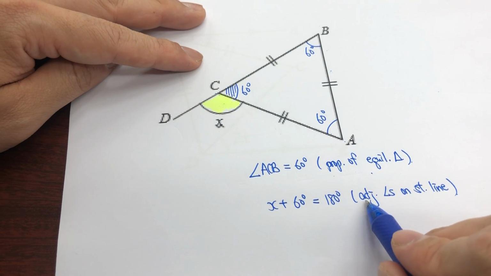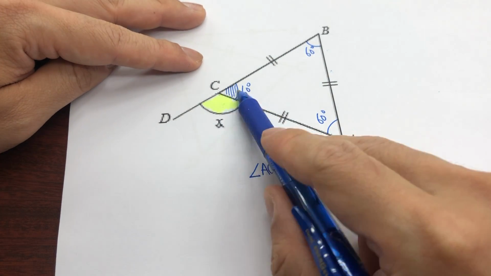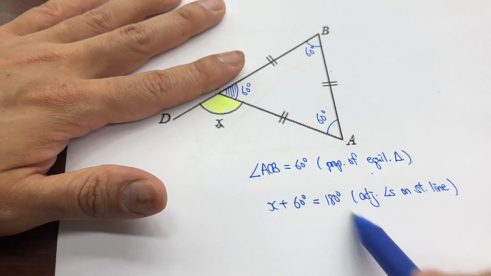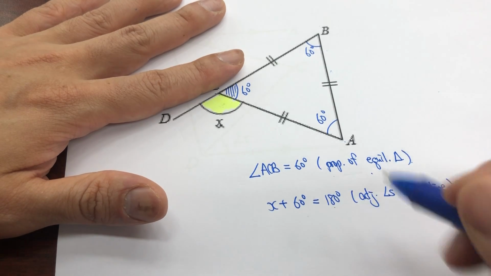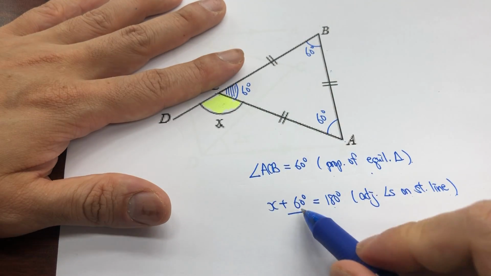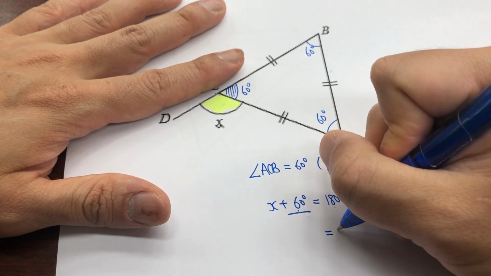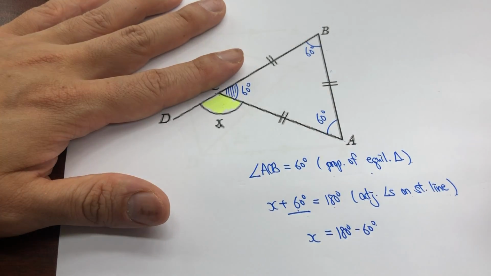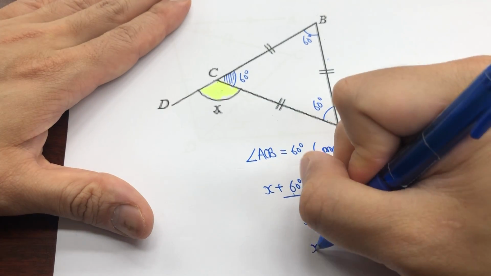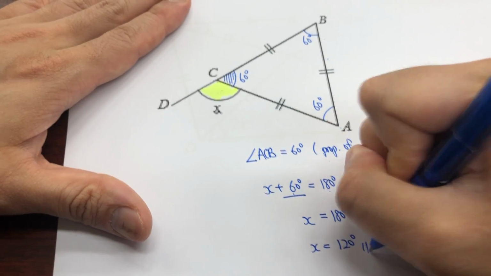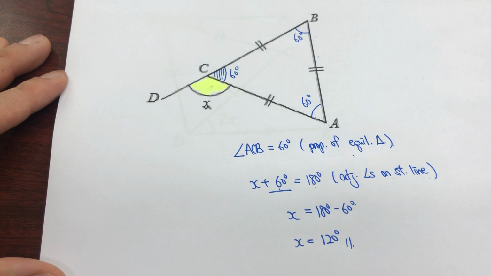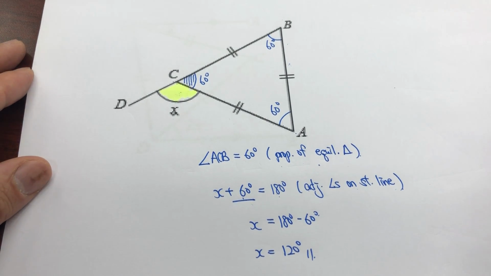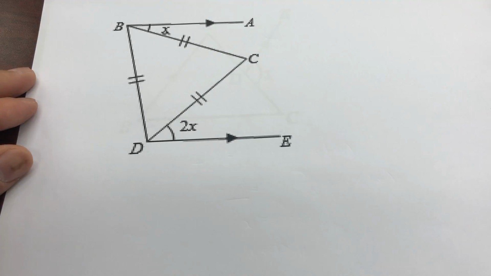Remember this reason? When you add the two angles up, they become a straight angle. And for a straight angle, the size must be 180. So therefore, move the positive 60 to the right-hand side, becomes negative 60. We have x equal to 180 minus 60, and x equal to 120. Okay? Let's move to the next one.